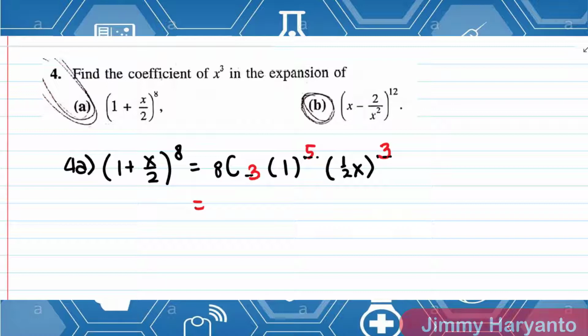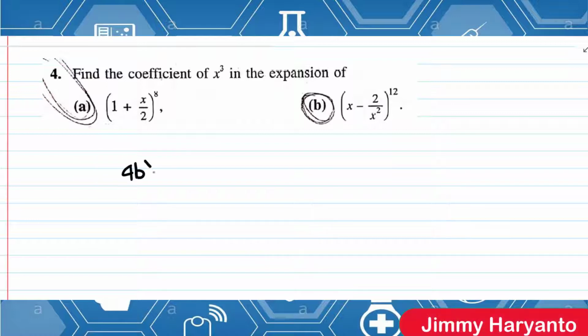8C3 equals 56. This is 56 times 1 times 1/8 x to the power of 3. So the result will be 56 divided by 8, which is 7, so 7x to the power of 3. So the coefficient will be 7. Next, b.